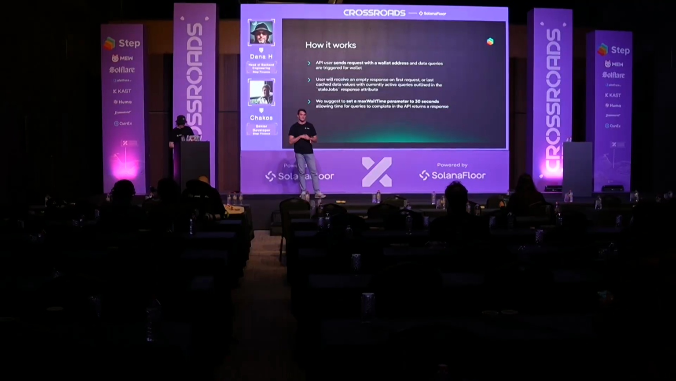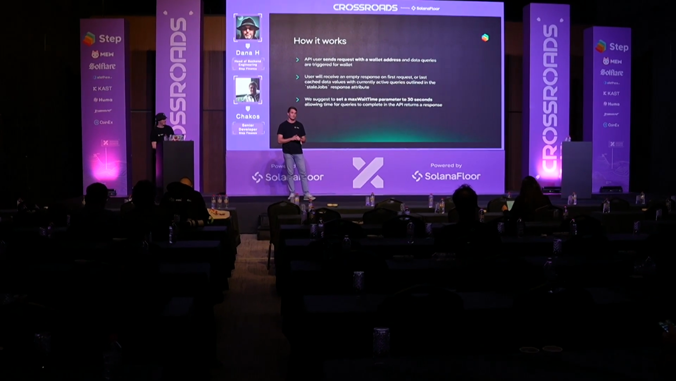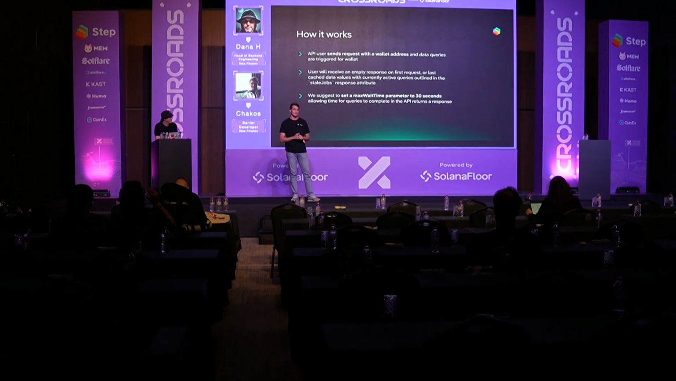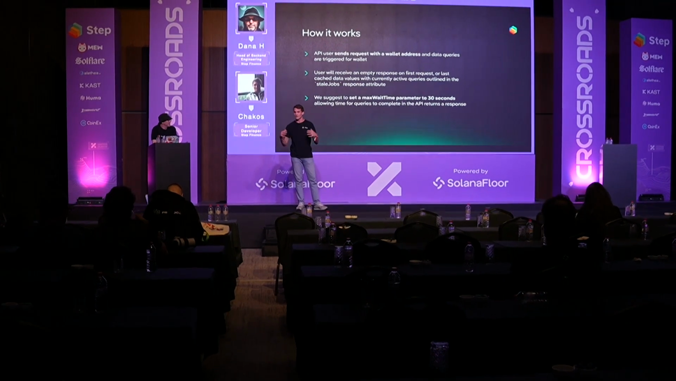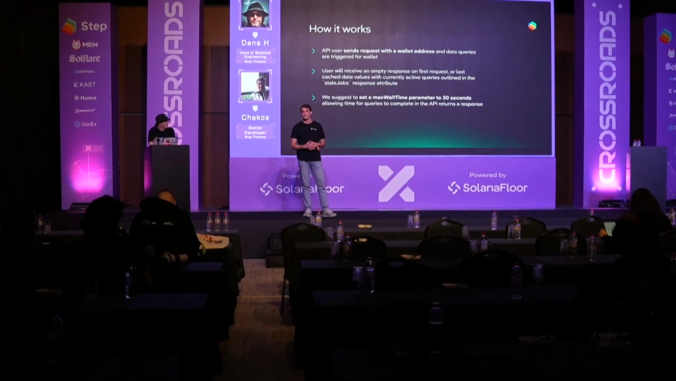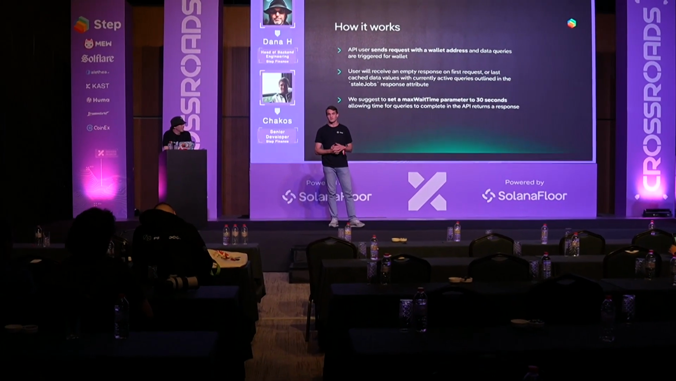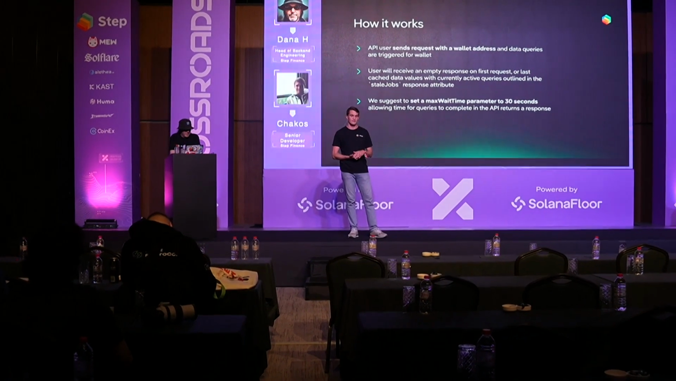And what we suggest is there's a max wait time parameter. So we suggest setting that to 30 seconds because generally that'll capture everything. Some stuff takes longer than others. It really depends on the program. And that allows time for all of that to complete. And if it doesn't complete, you just need to send another request until that stale jobs attribute is empty and there's nothing in the back end. Everything's done.